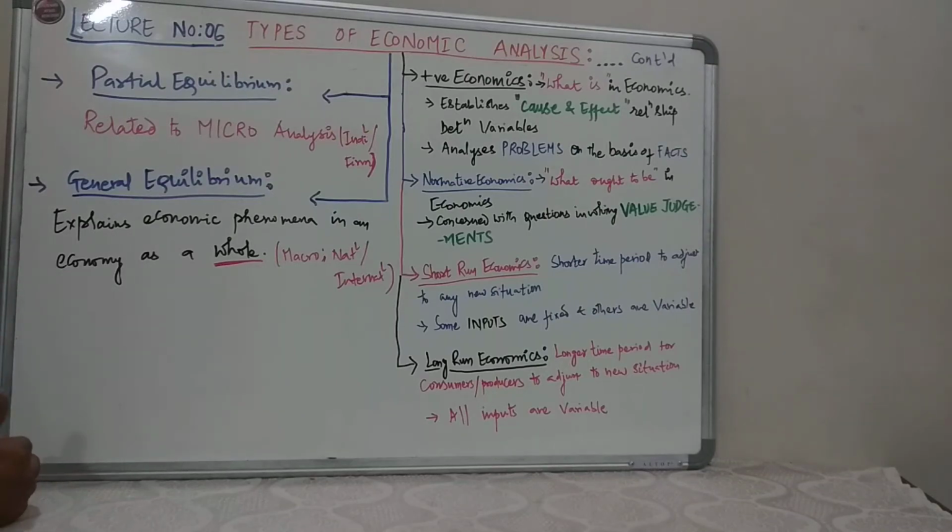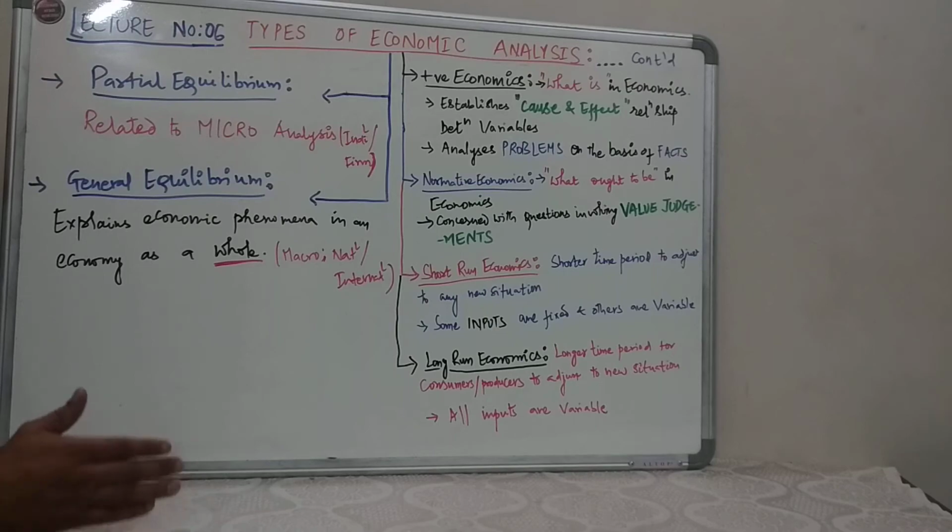General equilibrium explains economic phenomena in an economy as a whole. This is at the macro level, right? How is the country trying to maintain its unemployment? How is it trying to maintain the interest rates? How is it trying to maintain demand, aggregate supply, total demand, total supply? How is it taking into consideration the inflationary pressures? How is it maintaining inflation?